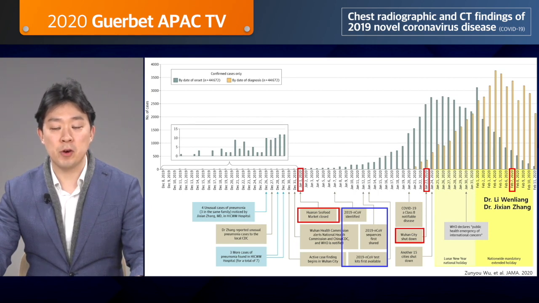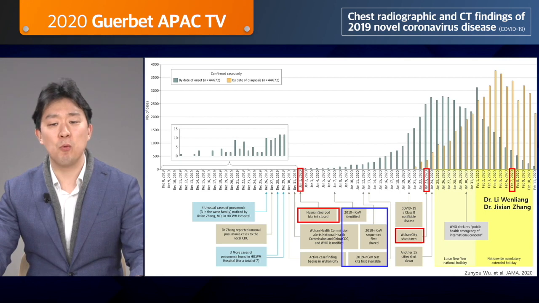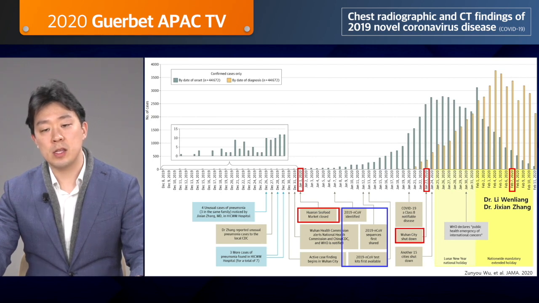closed on January 1st, and the city of Wuhan was closed on January 23rd. Dr. Li Wenliang went to heaven on February 7th, and Dr. Zhang, who made the first report, received an award on the same day, ironically.